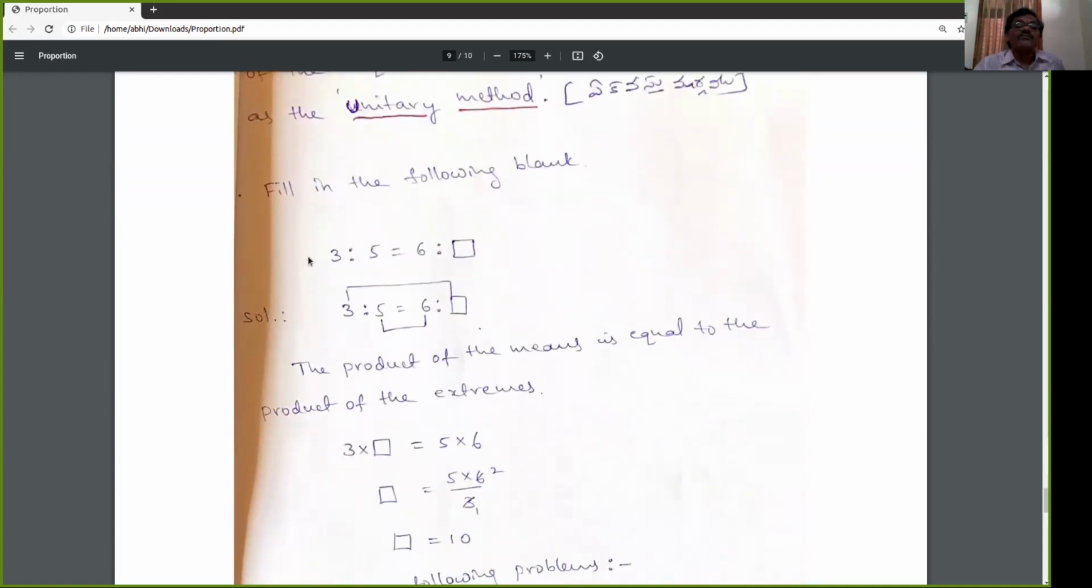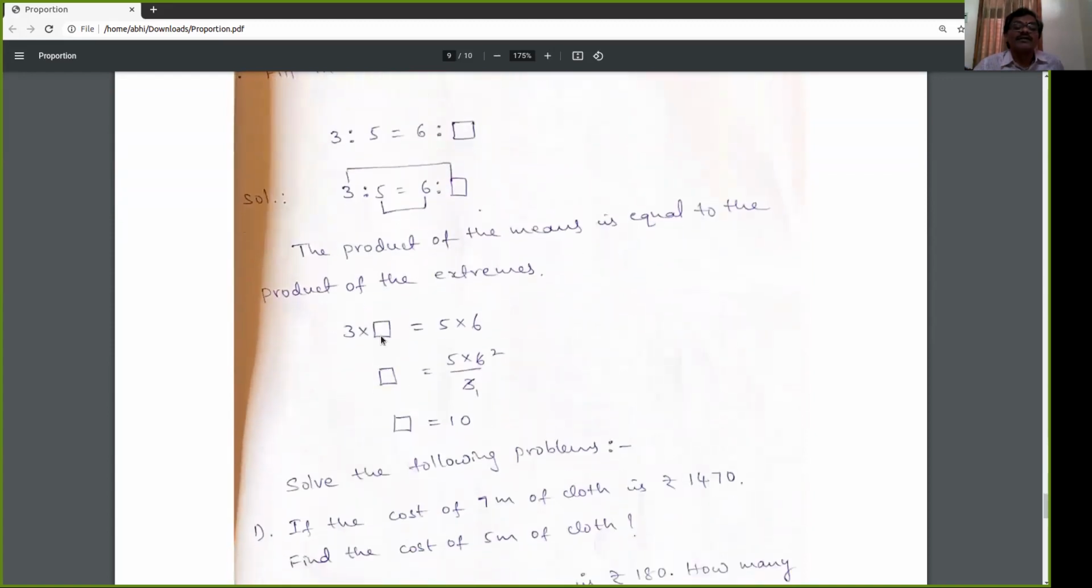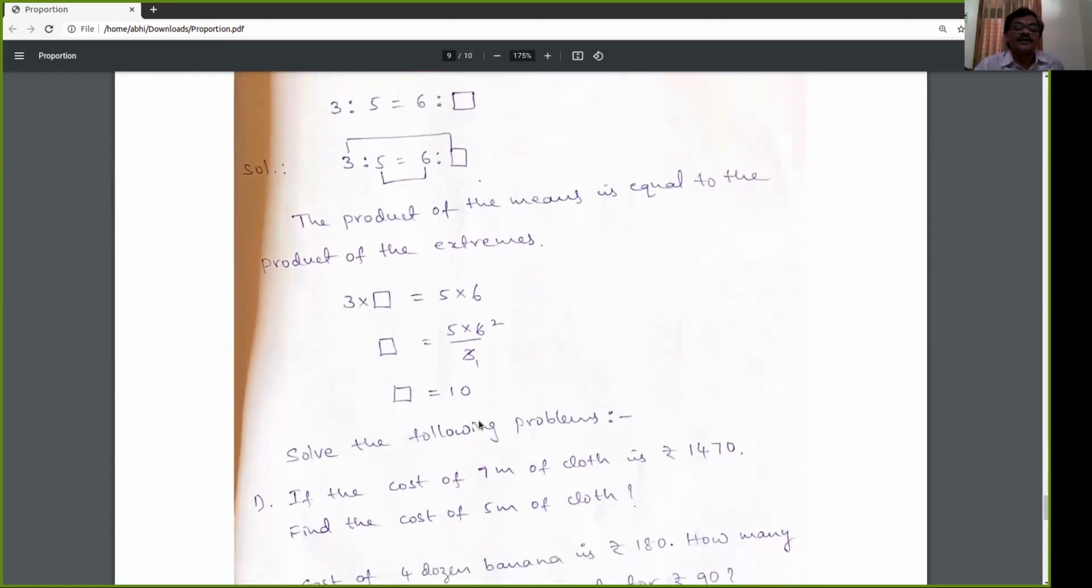Now fill in the blanks. If 3:5 is equal to 6:x, 3:5 is one ratio, 6:x is another ratio. Two ratios are equal, so the four terms are in proportion. Product of extremes equals product of means. 3 into x is equal to 5 into 6. From that we get x is equal to 10.